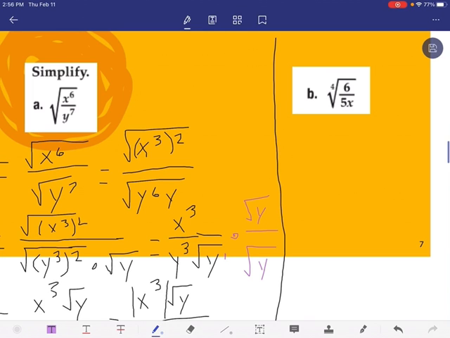So next up we have a fourth root of 6 divided by 5x. So again, I'm going to break this apart. So we would have the fourth root of 6 divided by the fourth root of 5x. And this time notice that there's not a way for me to break anything apart or simplify anything, because I can't write things with exponents of 4. So that's as simplified as my radicals get. However, notice that we have radicals in our denominator, so we need to rationalize.